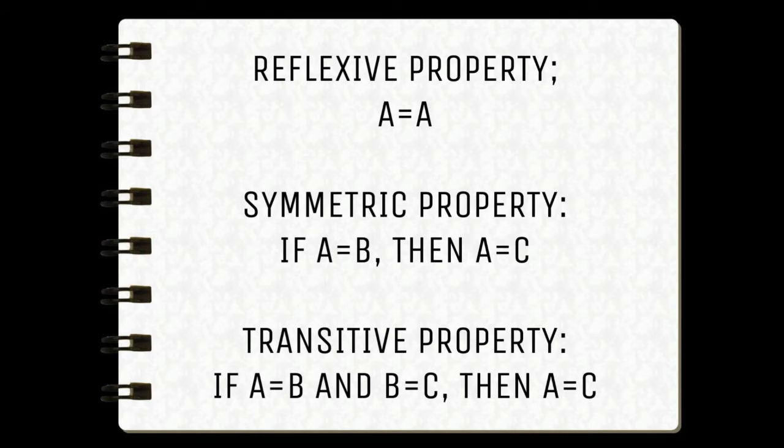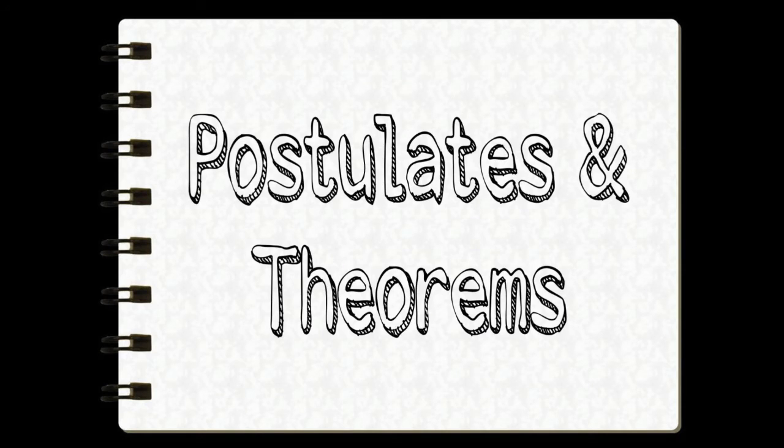Reflexive property: A equals A. Symmetric property: if A equals B, then B equals A. Transitive property: if A equals B and B equals C, then A equals C.